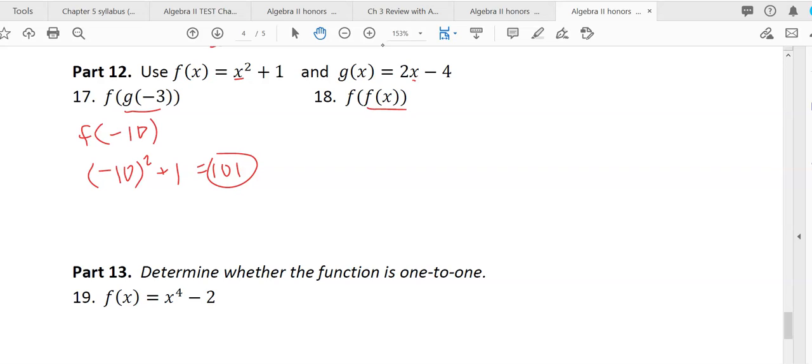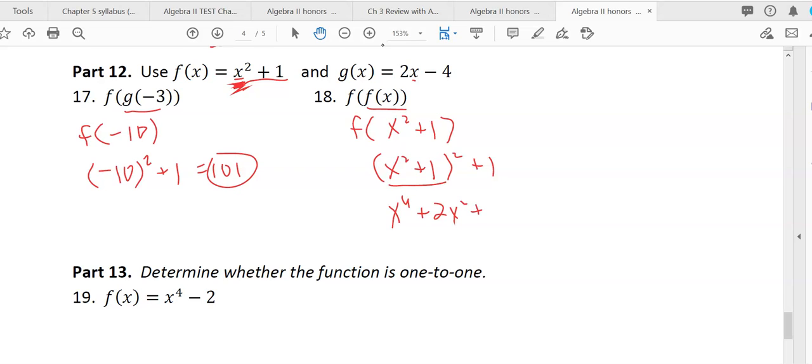F of f of x. So instead of f of x, I'm plugging in f of x, which is x squared plus 1. Now, everywhere there's an x in that function, I'm going to plug in an x squared plus 1. So instead of x squared plus 1, it's going to be x squared plus 1 squared. I'm going to have to FOIL that. I'm going to try to do that in my head, so help me out here. So this would be x to the 4th plus 2x squared, plus last would be 1, and then plus 1 because it has that there. So my final answer would be x to the 4th plus 2x squared plus 2. And that would be f of f of x.